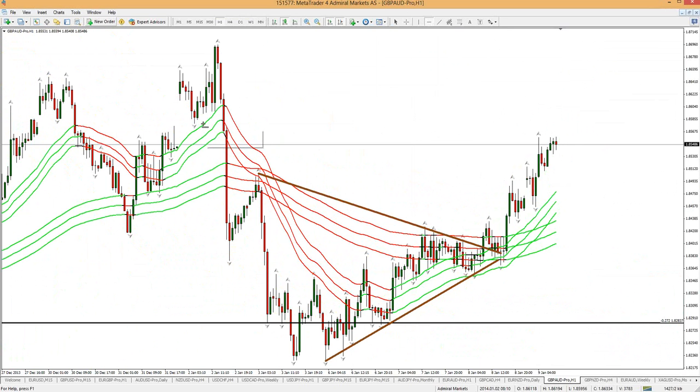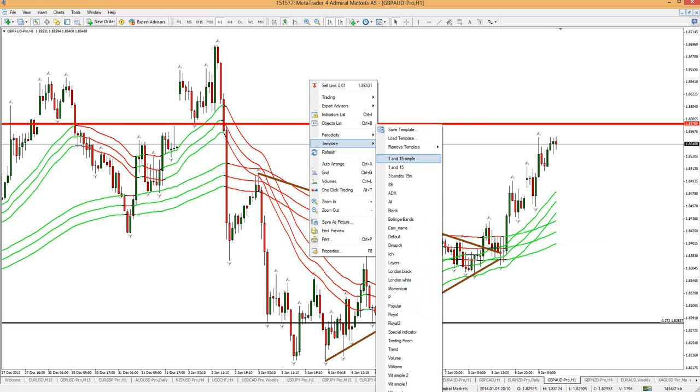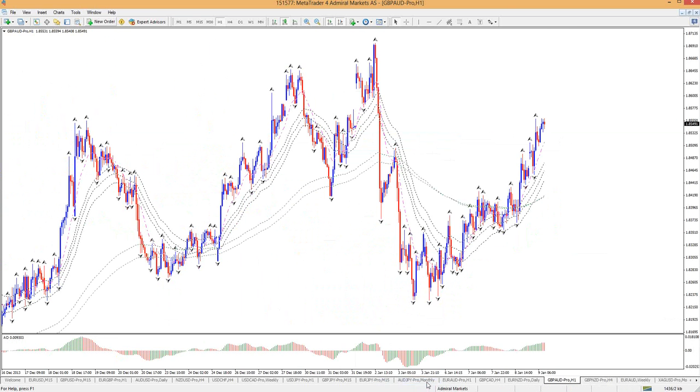Might want to be a bit careful of this level, though. Seems like that would be a resistance spot, potentially. Let's take a look at the oscillator. Four-hour downside oscillator is very strong. This was a very strong down retracement, in fact.